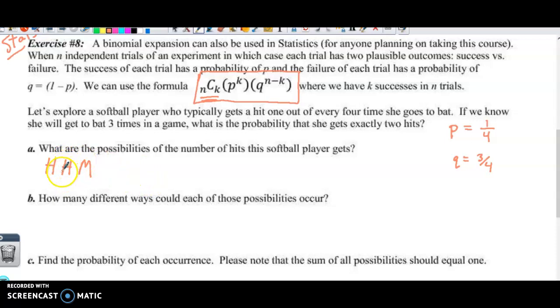It doesn't really matter if you understand softball or not. That's one way that she gets exactly 2 hits. Another possibility is she gets a hit first, then she misses, and then she hits. Or she could miss, then get a hit, and then get another hit. So what we've come up with is 3 different ways.